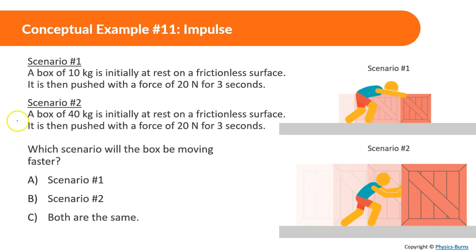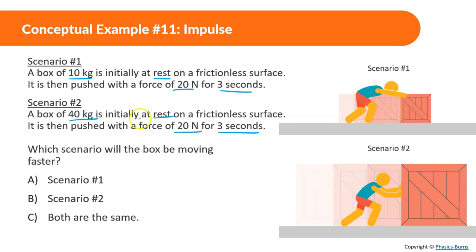All right, conceptual example number 11. Similar question. A box of 10 kilograms is initially at rest on a frictionless surface. It is then pushed with a force of 20 newtons for 3 seconds. A box of 40 kilograms is initially at rest on a frictionless surface. It is then pushed with a force of 20 newtons for 3 seconds. Which scenario will the box be moving faster?